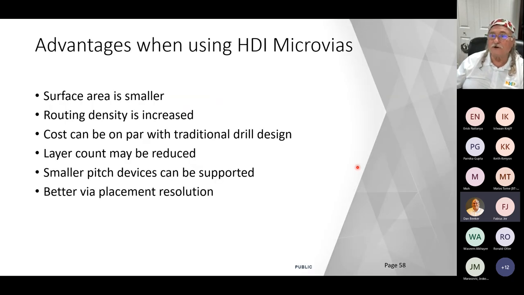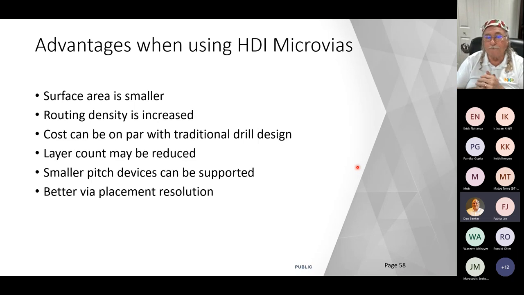The advantages are great. The surface area is smaller. You can significantly increase your routing density. And done properly, it can actually be a cost that's on par with traditional drill designs. A lot of times you can see where you might be able to reduce the number of layers, which is how you achieve the cost bar. You can support smaller pitch ICs, so you can do the 0.4 pitch and smaller stuff.